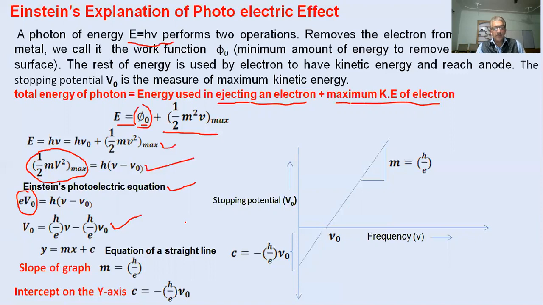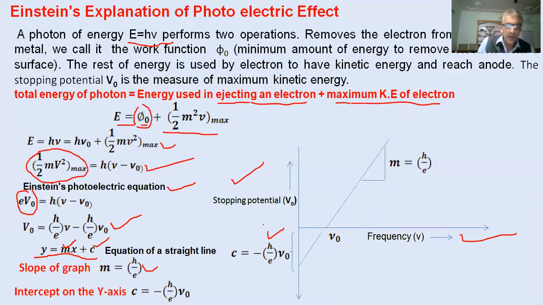Now, if you plot a graph, as we have plotted already, between the stopping potential on the y-axis and frequency along the x-axis, we will obtain a straight line. We can compare this equation with the equation of a straight line, y equal to m x plus c, where m is the slope of the line and c is the intercept on the y-axis. From this equation we can find the slope of the line, which is h by e, and the intercept c, which is h by e times nu 0, on the y-axis.